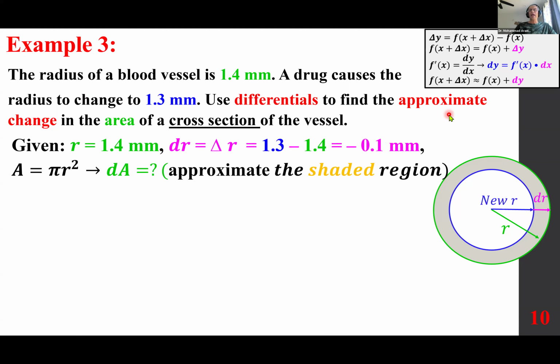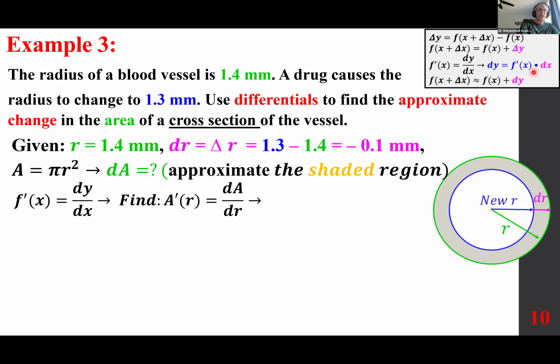So as f prime of x is dy/dx, and therefore dy is f prime of x dx, then A prime of r is dA/dr, and therefore dA is the product of A prime of r and dr. That's what we are looking for.